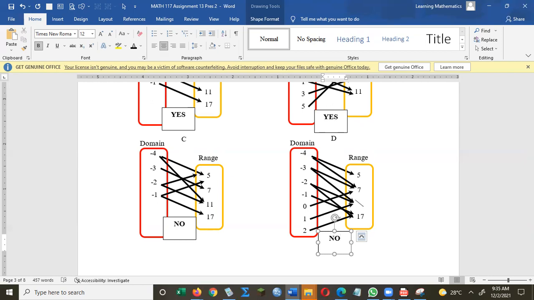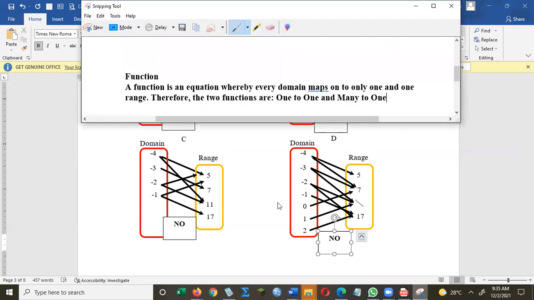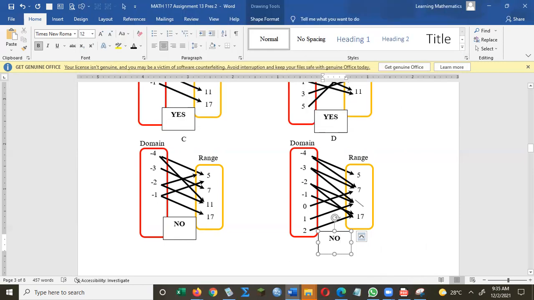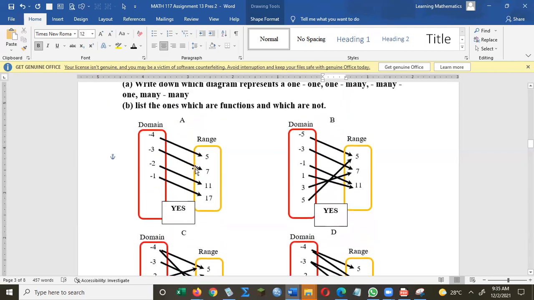What is a function in mathematics? A function is an equation whereby each domain must map only onto one range, and there are only two types, one-to-ones and many-to-ones. Look, we put the one-to-one and the many-to-one up there. If you notice, each domain has only one range, and that's what makes an equation a function in mathematics.